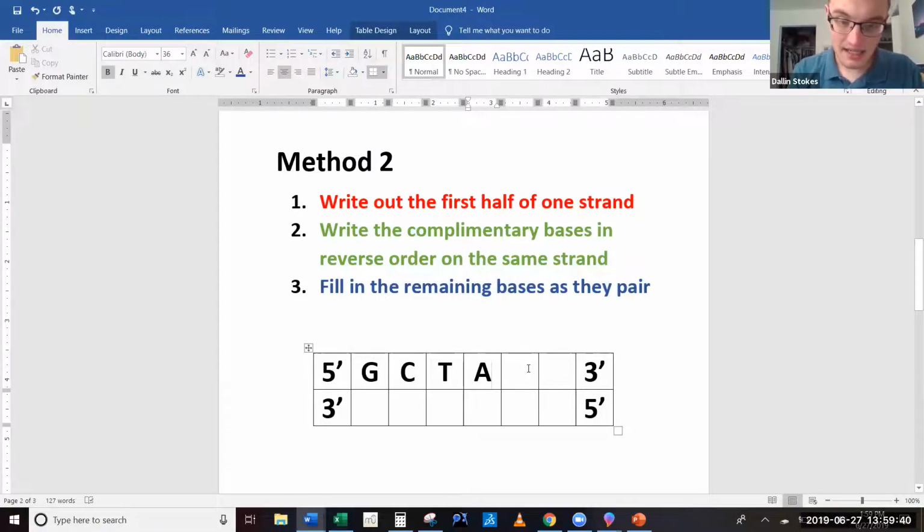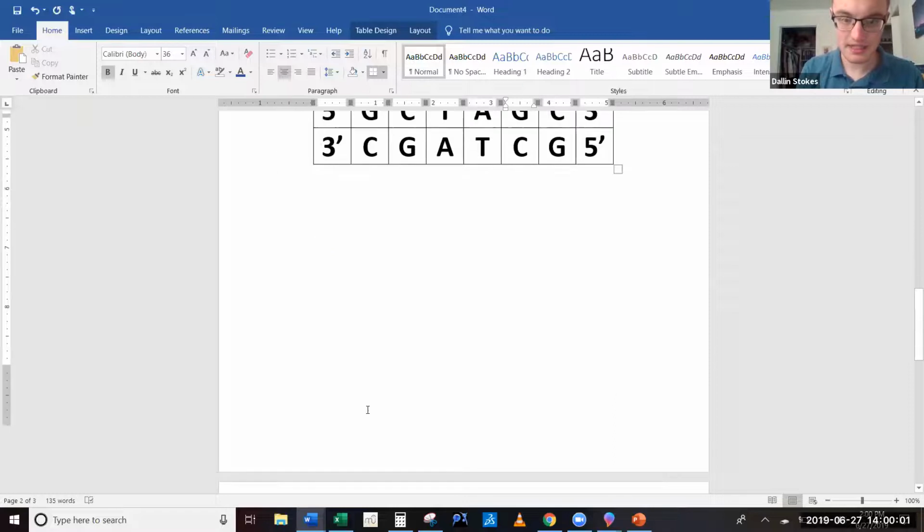What pairs to C? G, so G goes here. What pairs to G? C, so C goes here. Then you do the complementaries. C, G, A, T, C, G. 5' to 3', it's GCT, AGC, GCT, AGC, it's palindromic. Here's the third method.